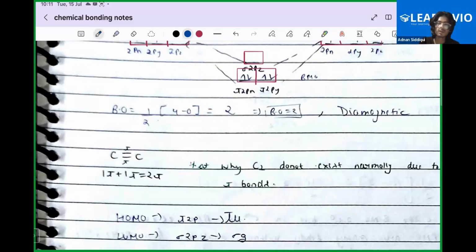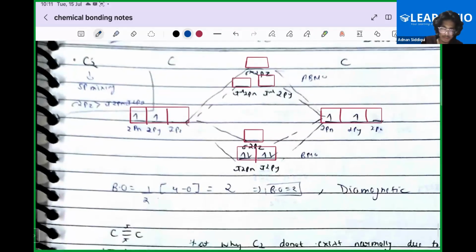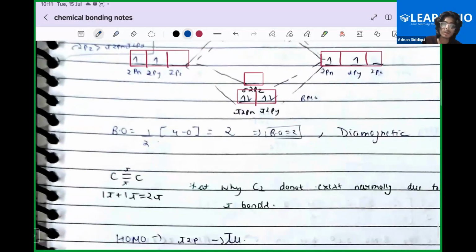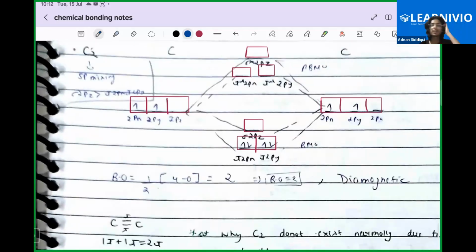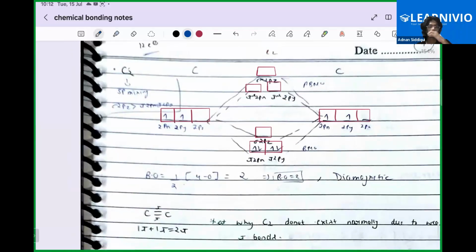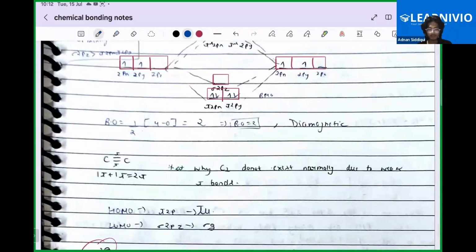But have you ever come across a molecule similar to C2 while you were doing questions on hybridization? Have you seen any question like C2 or B2? I hope not, because the questions that have been given to you now are for actual molecules. Suppose somebody tells you C2 doesn't exist. Have you seen C2 anywhere?